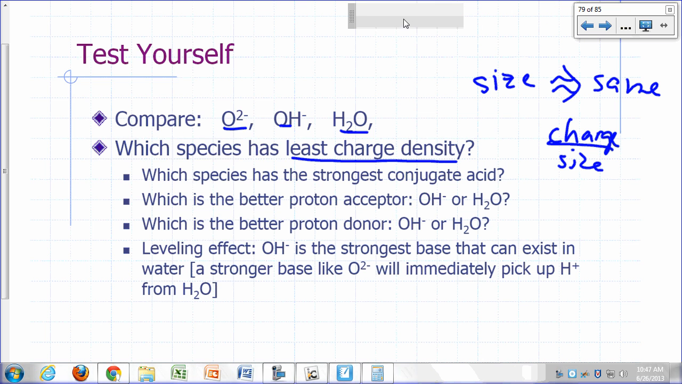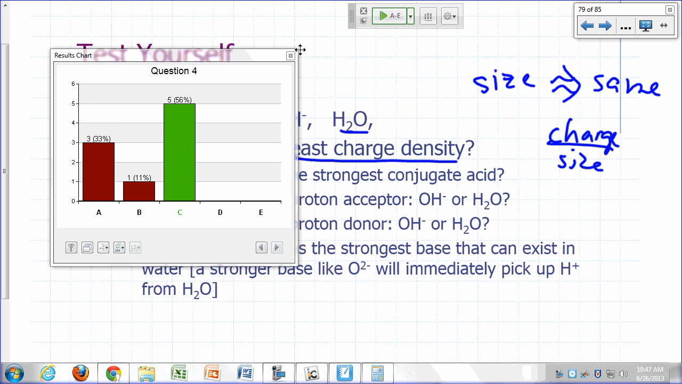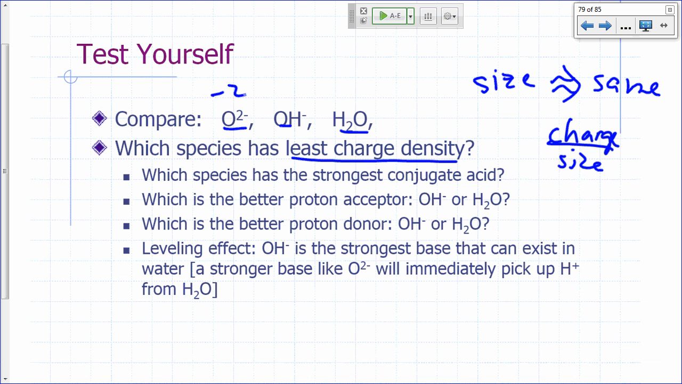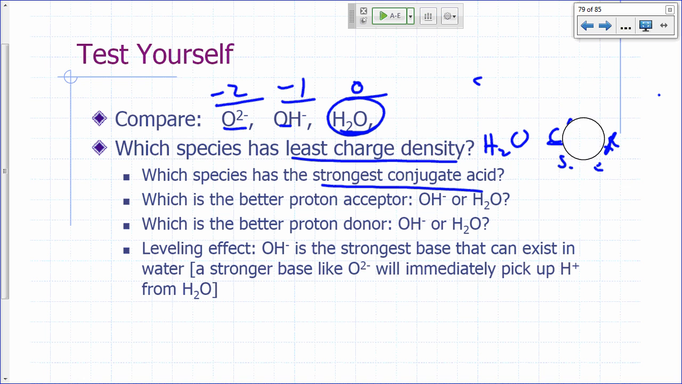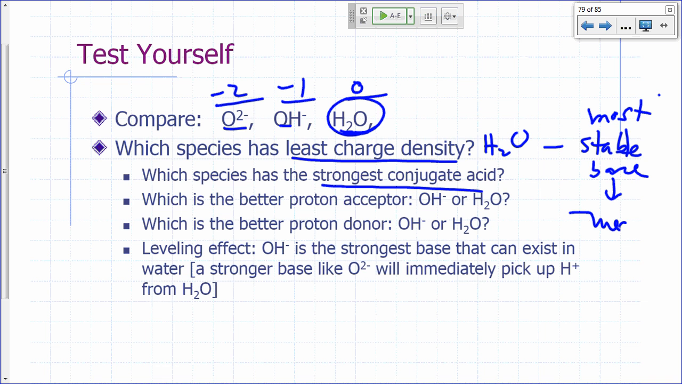Water, right? This is -2, -1, 0, divided by more or less the same size. Water has the least charge density. Since it has the least charge density among these three, which species has the strongest conjugate acid? The least charge density means that's the most stable, the most stable base. So that means it's the weakest base.